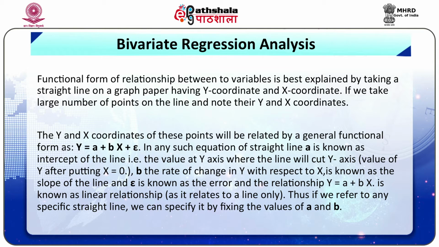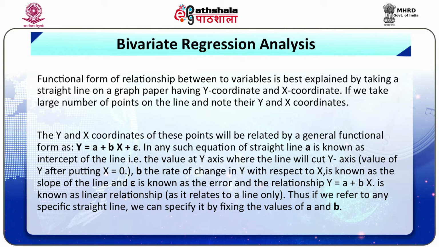The functional form of relationship between two variables is best explained by taking a straight line on a graph paper having y coordinate and x coordinate. The y and x coordinates of these points will be related by a general functional form as y is equal to a plus b x plus epsilon.